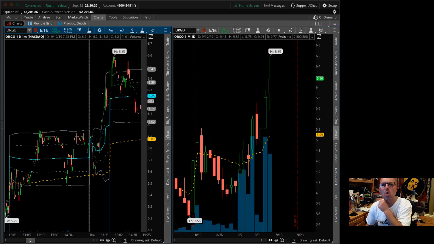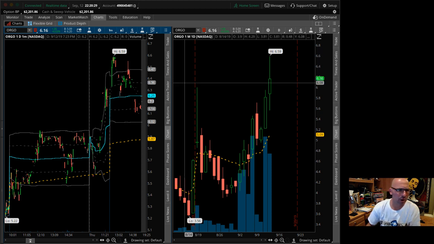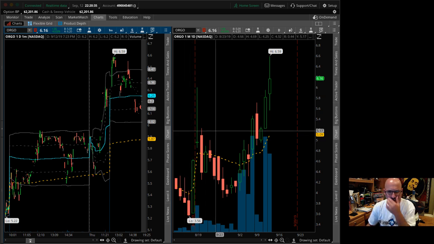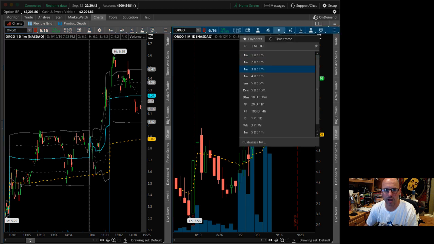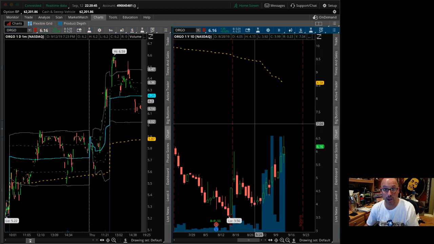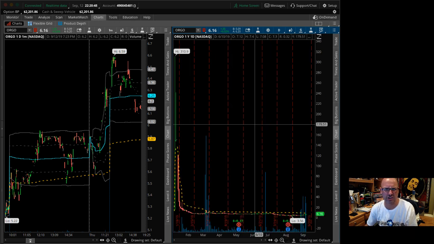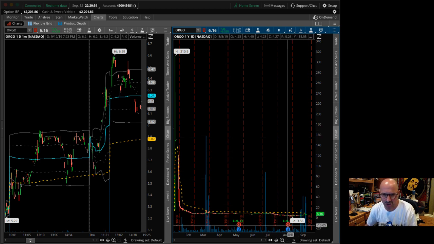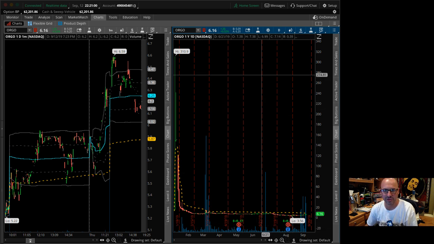What is this crap? Dude, wow. What is this? Why do I know this symbol? Organogenics. What the fuck? Wow. Oh my god, what is this? Oh, look at that chart. Was this a reverse split? Had to be. Oh my god, what is this junk? Are you kidding me, dude? This is like beyond penny stocks.